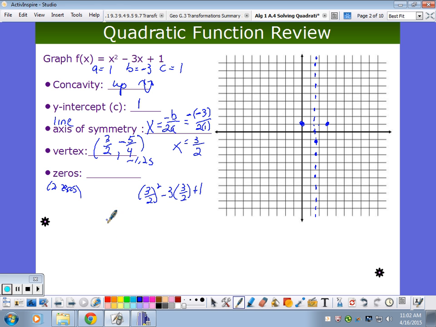How do I do that? How do you do that? Set this equal to 0, right? X squared minus 3x plus 1 equals 0. And this is a type 3. So it equals 0, x and x. All I need now is 2 numbers that multiply to 1 and add to negative 3. 2 numbers that multiply to 1.